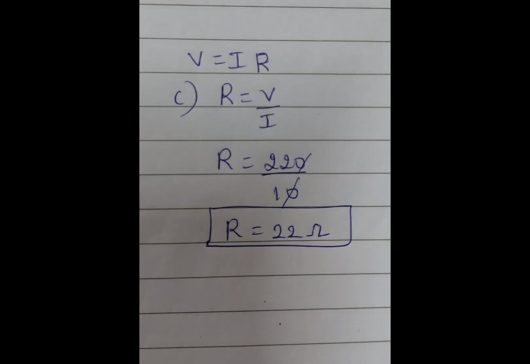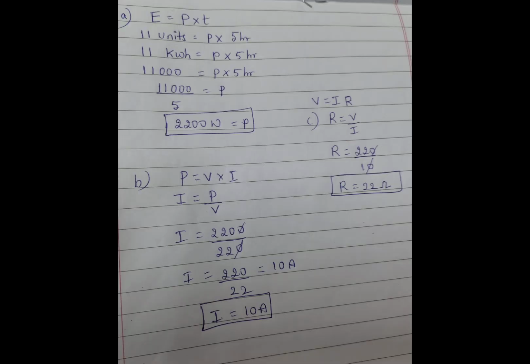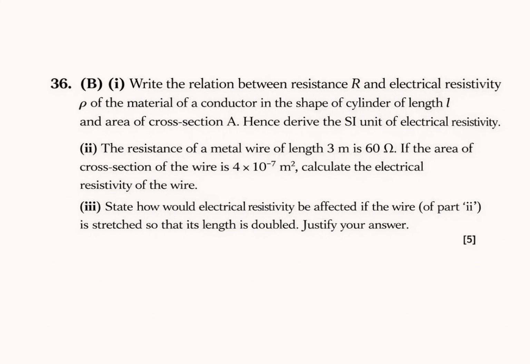In the third question, we have to find the resistance value. So by using Ohm's law, we can write R is equal to V by I. So we know the potential difference value, that is 220. The current value we know, that is 10. So 220 divided by 10 is 22 ohm. So here you can see all the three answers: power, electric current, and resistance. Okay, let us move on to question number 36.